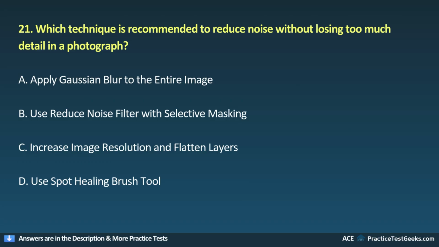21. Which technique is recommended to reduce noise without losing too much detail in a photograph? A. Apply Gaussian blur to the entire image. B. Use reduce noise filter with selective masking. C. Increase image resolution and flatten layers. D. Use spot healing brush tool.